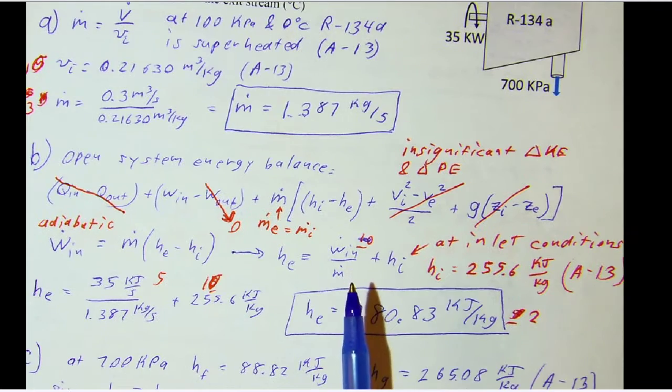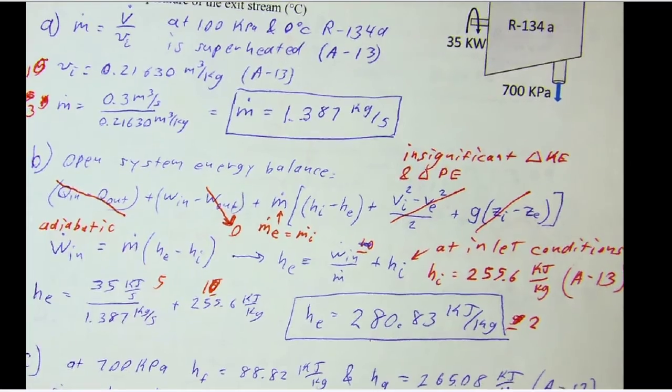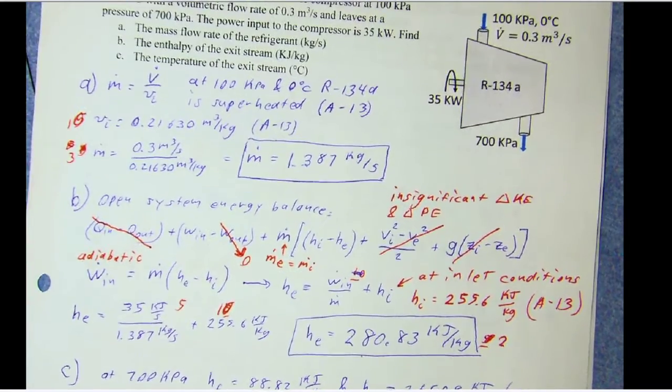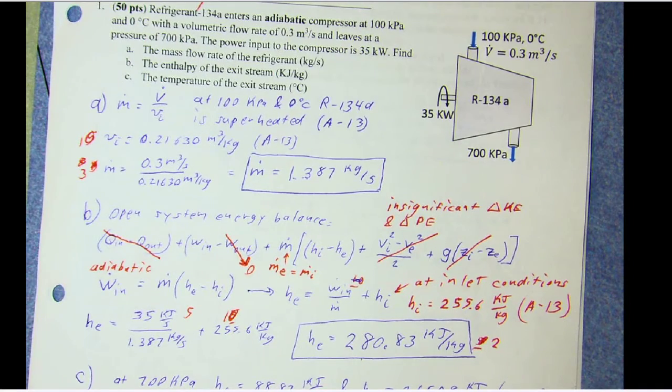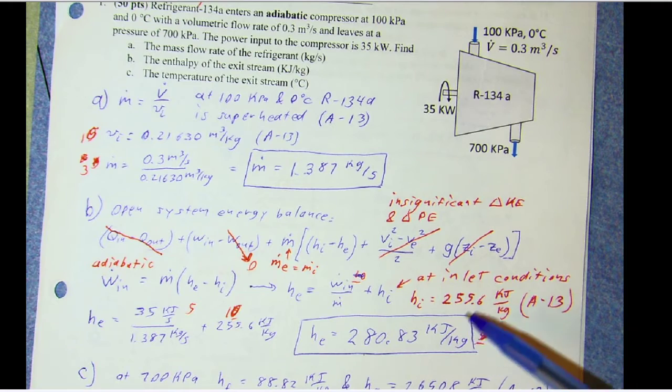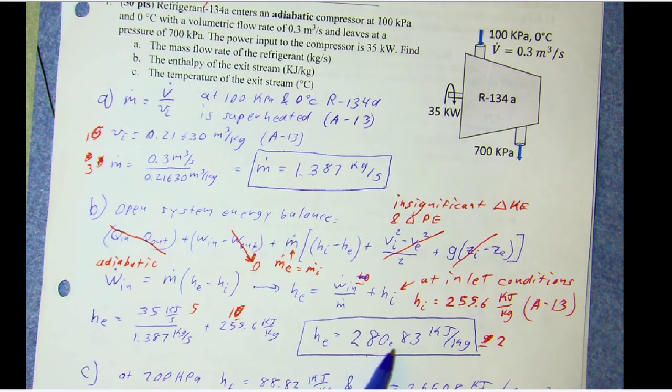And this makes sense too, right? What are we doing? We're putting work in. We're putting energy into this compression, we're putting energy into the refrigerant, right? So you would expect its enthalpy to rise. And that's what happens. We see the exit enthalpy is 280 kilojoules per kilogram.